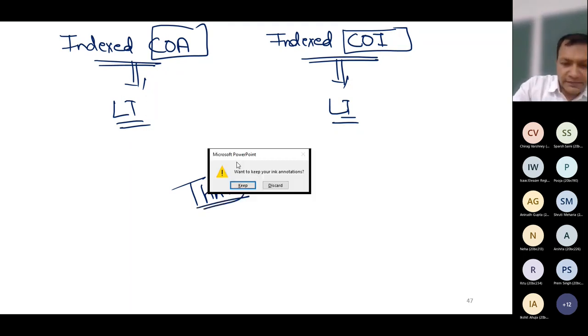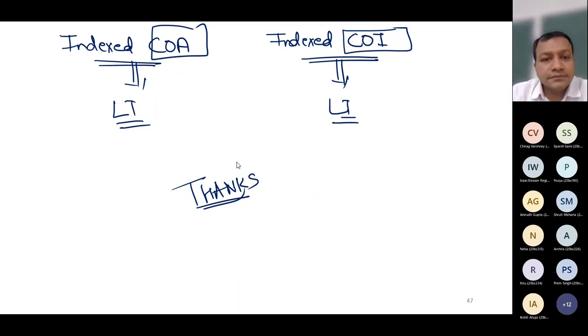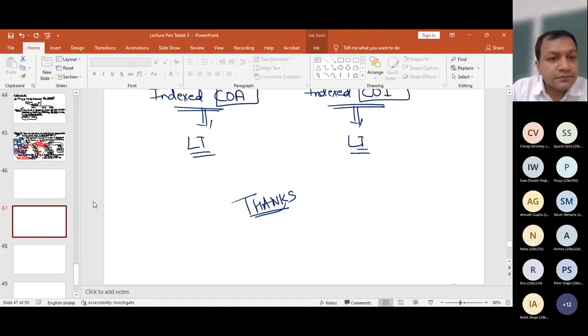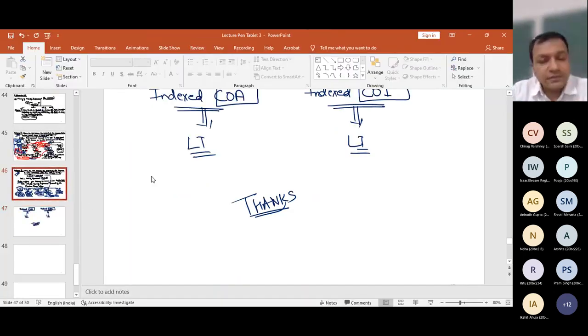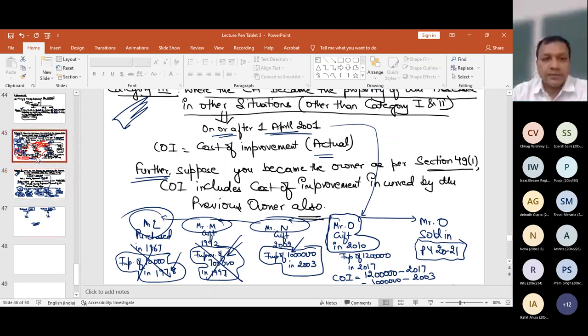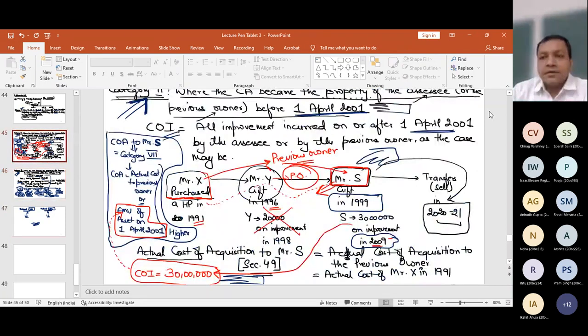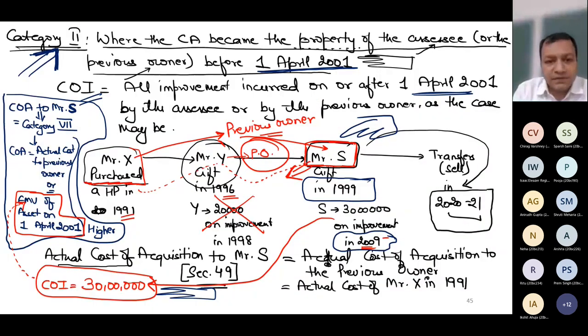Sir, yes. Sir, show the category 2 slide once. Last one. Sir, category 2. Okay. Is it clear? Is it visible?